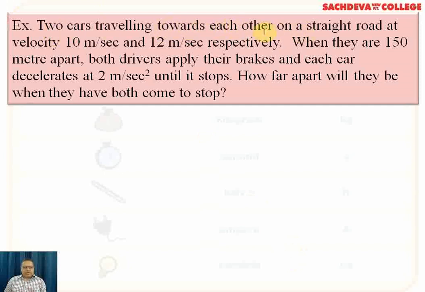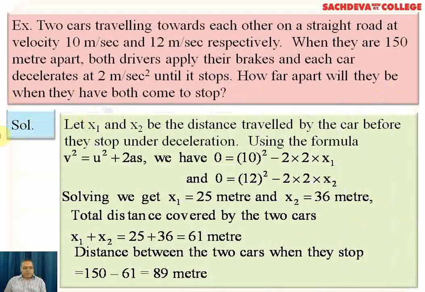Now, two cars are traveling towards each other. So they are moving towards each other on a straight road. The velocities are 10 meters per second and 12 meters per second. When they are 150 meters apart, both drivers apply their brakes, and each car decelerates at 2 meters per second square until it stops. How far apart will they be when they have both come to stop?